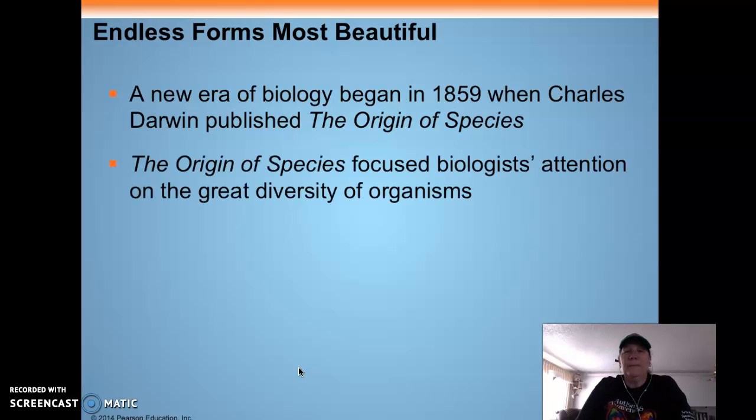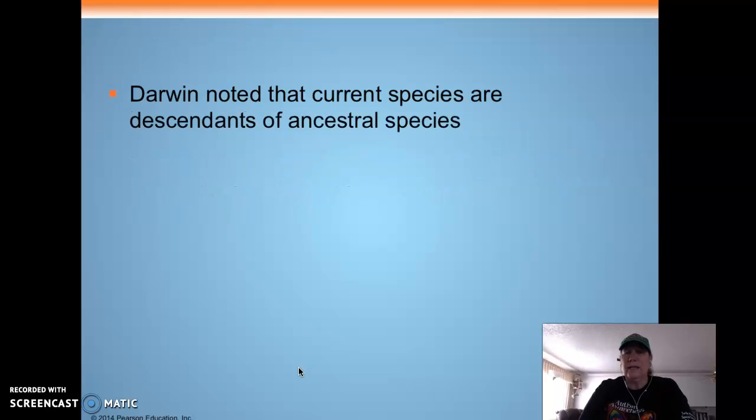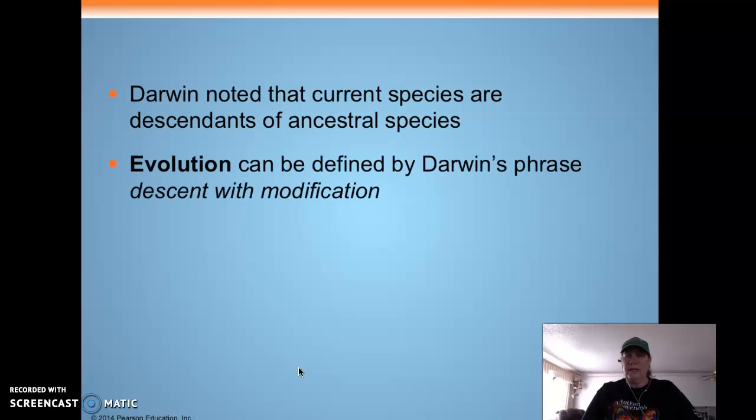Okay, The Origin of Species focused attention on the great diversity of organisms. He saw that the same species of bird had different beaks, different feet, all kinds of stuff like that. So that's what he based it on. He noted that the current species are descendants of ancestral species, so they're different than the ones they came from. Okay, so he called it evolution.